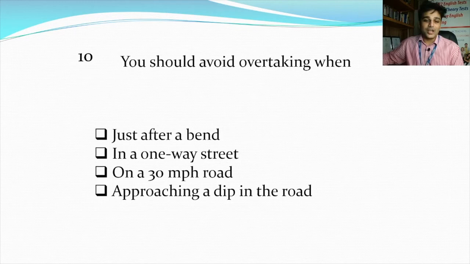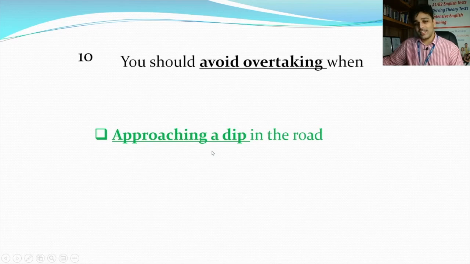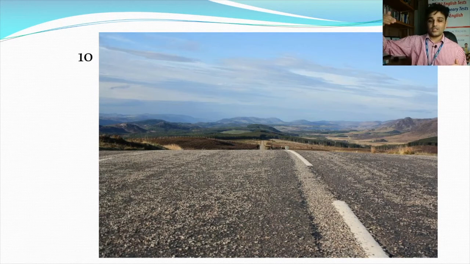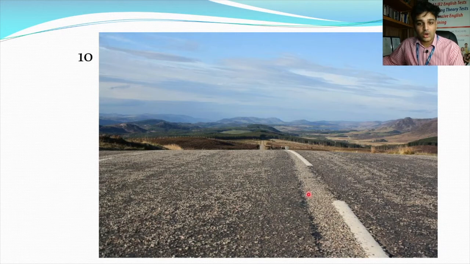You should avoid overtaking. Why? What is a dip? This is a dip. A dip is when the road goes down and then comes back up. So that's called a dip. Now, if you notice, if I was to begin my overtaking maneuver at this stage, I cannot see what is happening on the other side of the road.